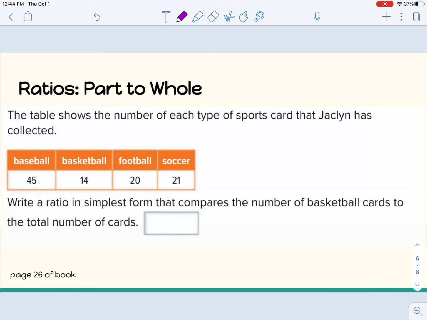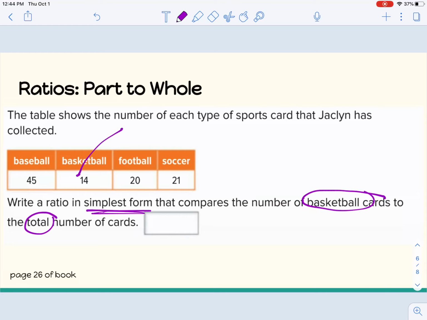Let's look at one more example together. This example skips forward a little bit in your book. If you're following along and trying these along with me, which you should be, this one's on page 26. It says the table shows the number of each type of sports card Jacqueline has collected. We're supposed to write a ratio in simplest form that compares the number of basketball cards to the total number of cards.